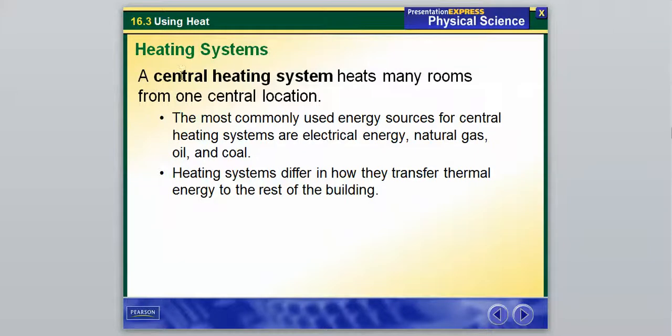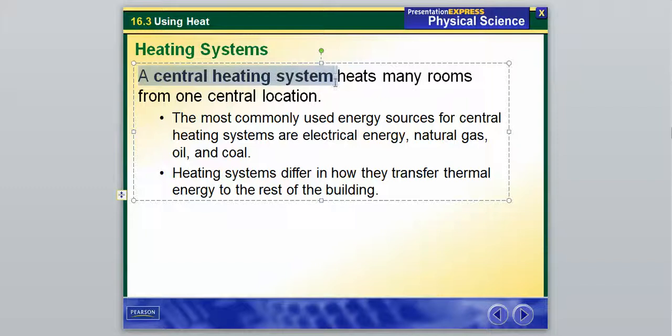A central heating system, hopefully you've heard this before if you ever hear your parents talking about the heaters in their house, heats many rooms from one central location. So one central location is heating the entire house. That's why it's called a central heating system. The most commonly used energy sources for central heating systems are electrical energy, natural gas, oil, and coal, and their heating systems differ in exactly how they transfer the thermal energy to the rest of the building.